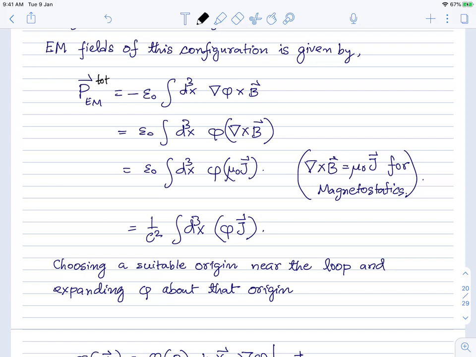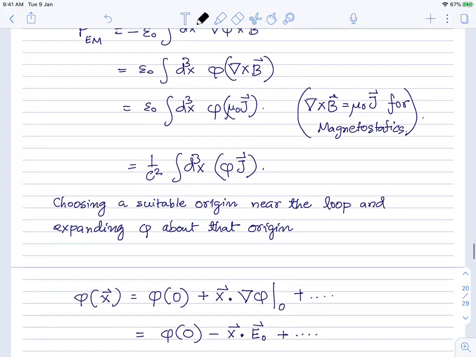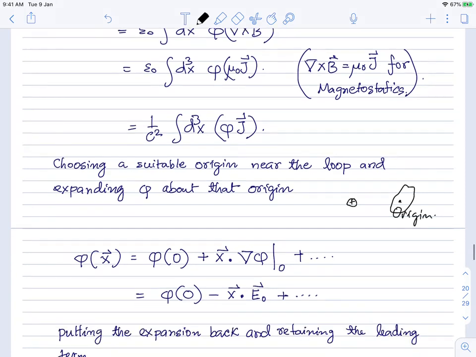Let us see a little more explicitly why this is not 0. What we can do is, again, there's a plus charge here and there's a loop here. So we can consider the origin somewhere near the loop. Let's say this is the origin. And we expand the potential due to this charge near this origin, which is near the loop.